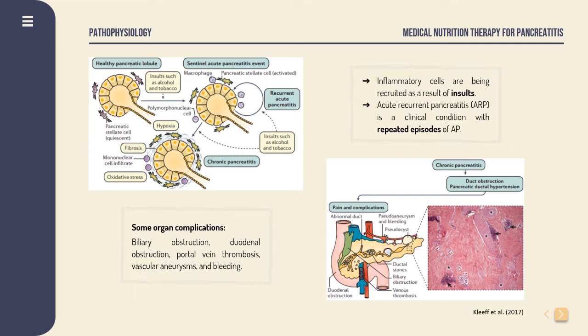Some organ complications are biliary obstruction, duodenal obstruction, portal vein thrombosis, vascular aneurysm, and bleeding. Pseudocysts may form during the disease, causing additional symptoms. Increased ductal pressure and/or neuroplastic changes are two possible causes of chronic pancreatitis pain. Nerve hypertrophy and dystrophy are seen in the pancreatic resection of a patient with chronic pancreatitis, surrounded by extensive fibrotic tissue and lymphocyte infiltration.